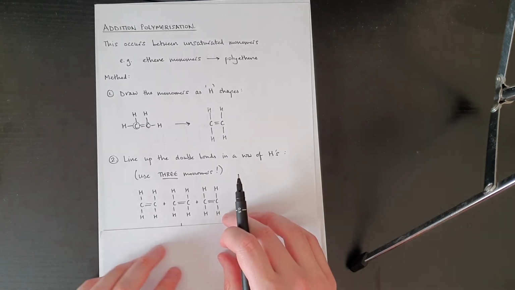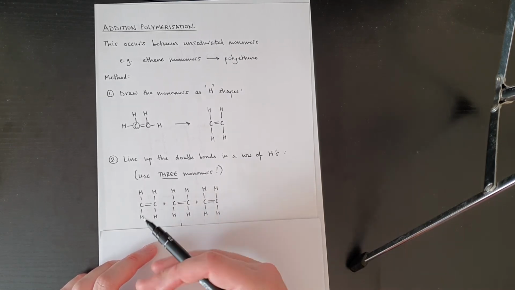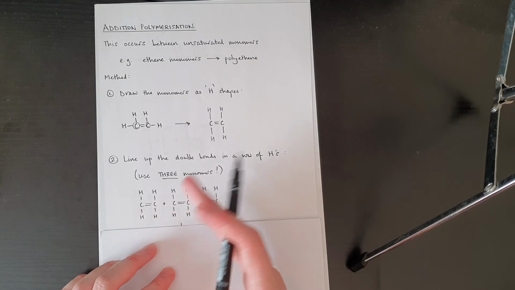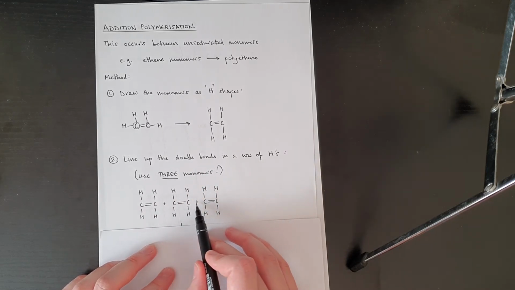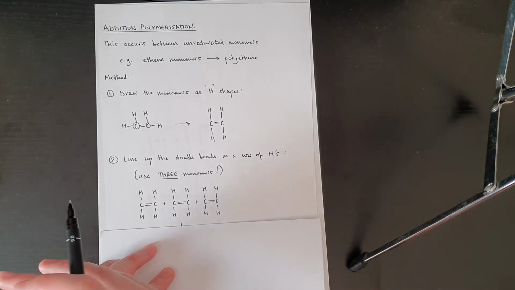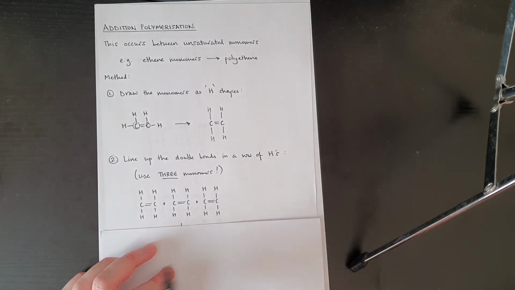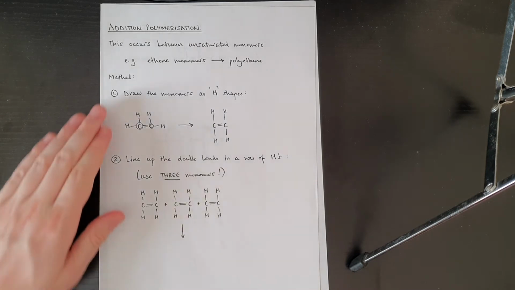And what happens is these double bonds, just like addition reactions we've looked at in the past, will open up, the double bond will break, and they will form single bonds with the other carbons of the other monomers. And this will go on and on and on, and there will be lots and lots of these monomers all joining together to make this very long polymer chain. So we're going to draw in what that looks like.